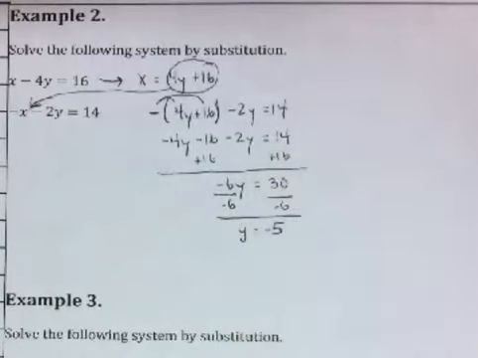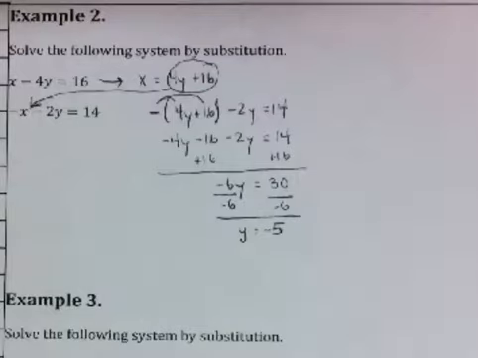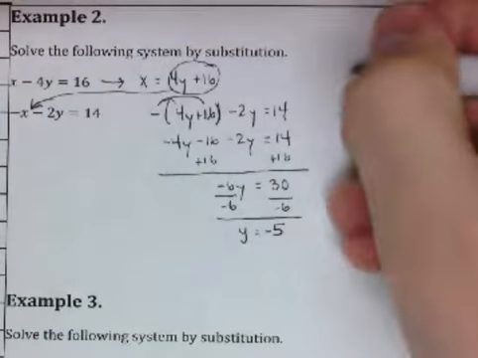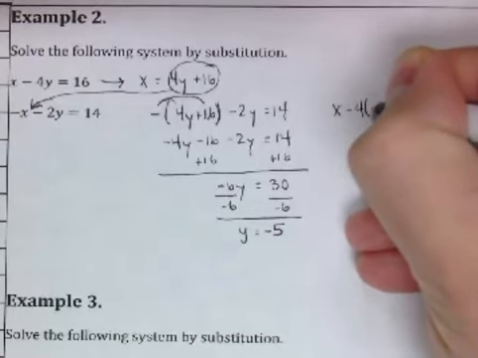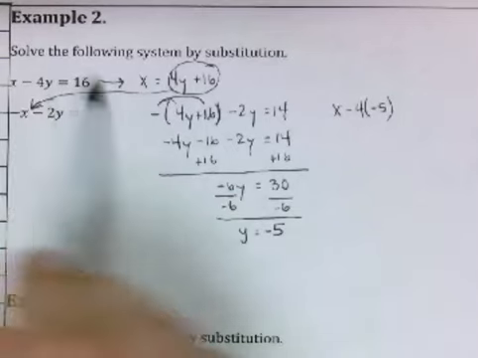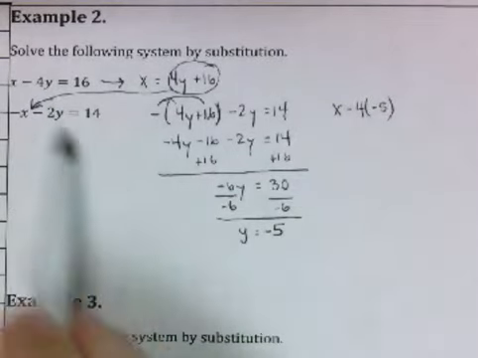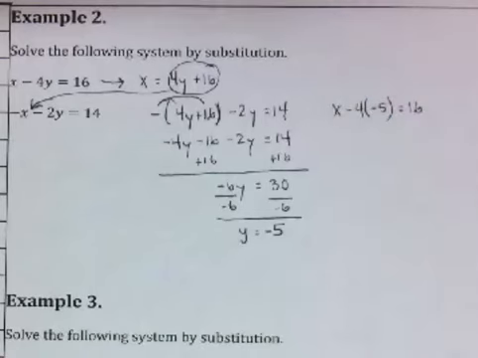Okay, now that we found what y is equal to, now all we have to do is go back and solve for x, right? You plug negative 5 in for y into your original equation and solve for x. So we've got x minus 4 times negative 5. Remember, this is the equation I'm using now, and I'm just substituting negative 5 in for y. And this whole thing is equal to 16. Now I can solve for x, and we'll be very happy, right?